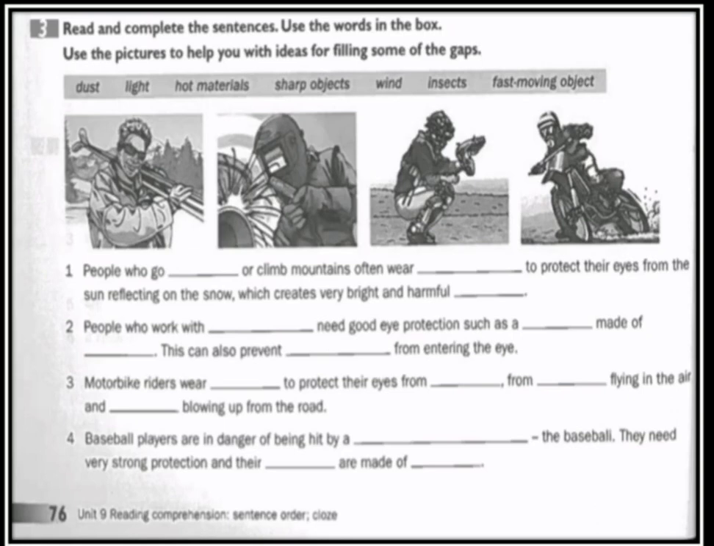Often wear sunglasses to protect their eyes from the sun reflecting on the snow, which creates very bright and harmful light. Number 2, people who work with hot material.